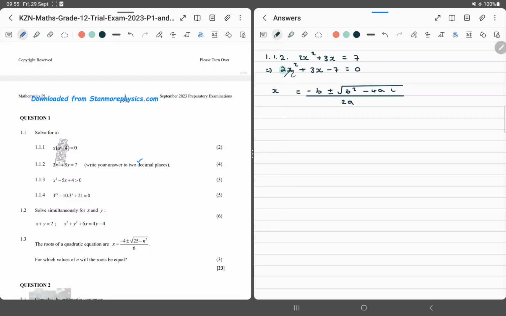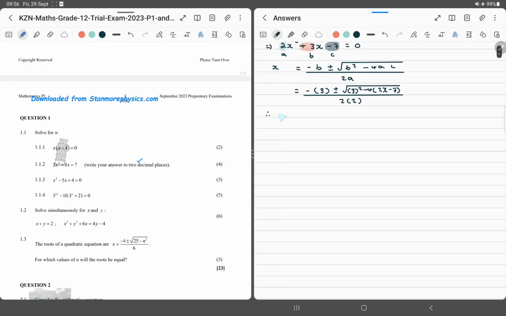Okay, so what is what? Now we know the coefficient of x squared is the a value. The coefficient of x gives us the b value, and the constant gives us our c value. So we just simply substitute these. It's minus into 3 plus or minus the square root of 3 squared minus 4 into 2 into minus 7, all divided by 2 into 2.